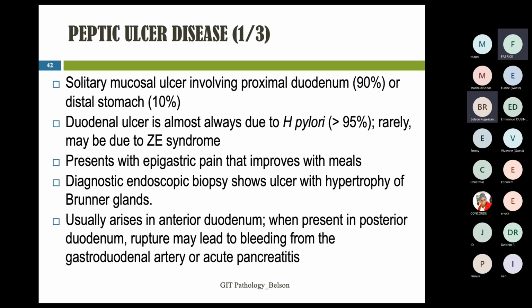Ikaba ishobora no guterwa na Zollinger-Ellison syndrome. So iterwa na overproduction of, is it gastrin? So there is an enzyme which is overproduced in this syndrome. So maybe I have seen that in pathophysiology. So it presents with epigastric pain that improves with meals.